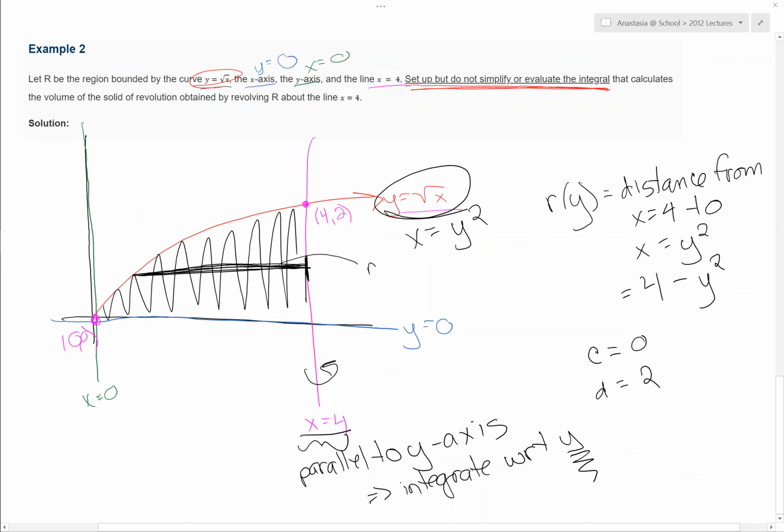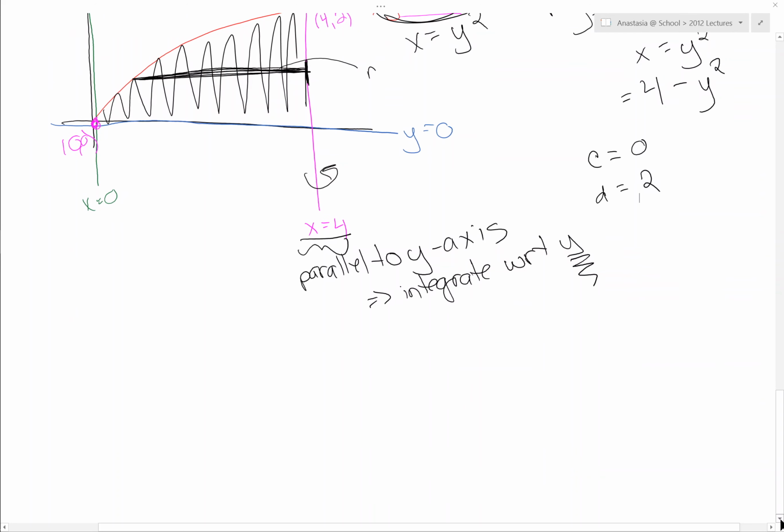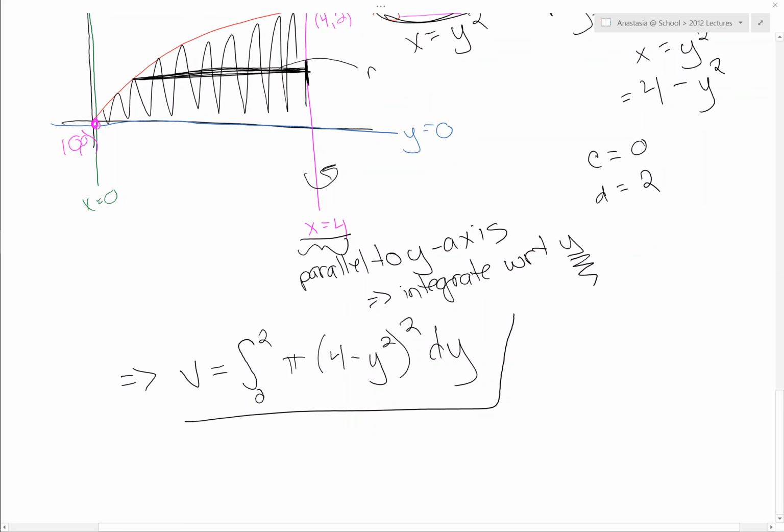So putting all of that together then, the volume is going to be the integral from 0 to 2 of pi r, which is 4 minus y squared, all squared dy. And this is our final answer for this example.